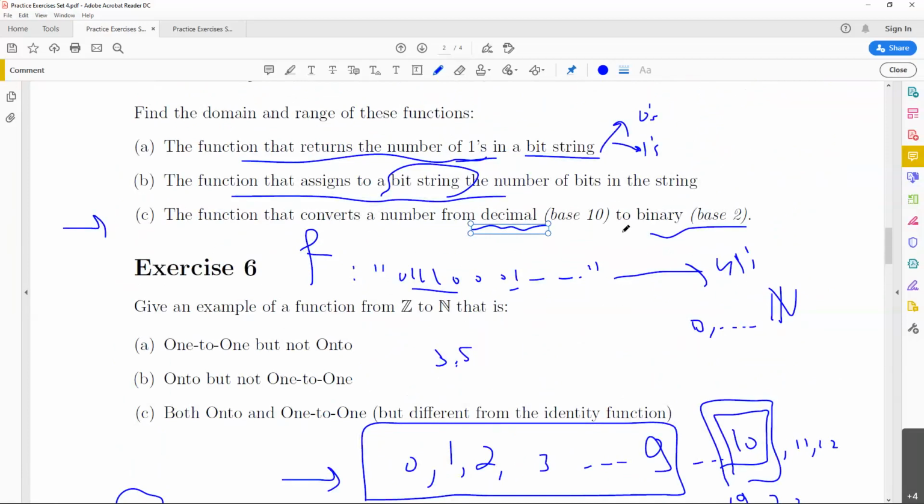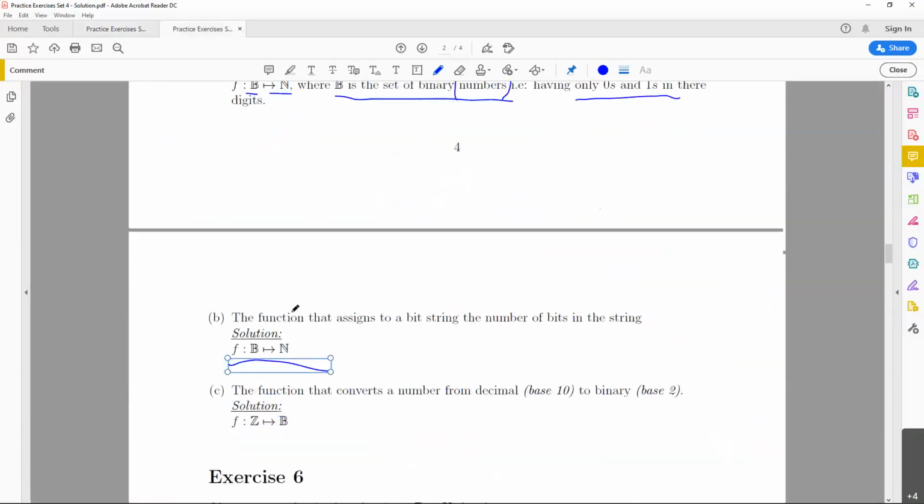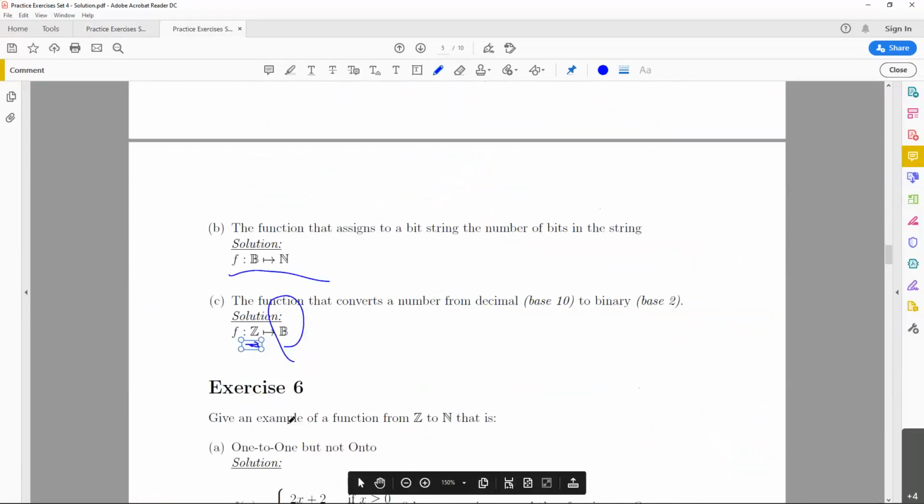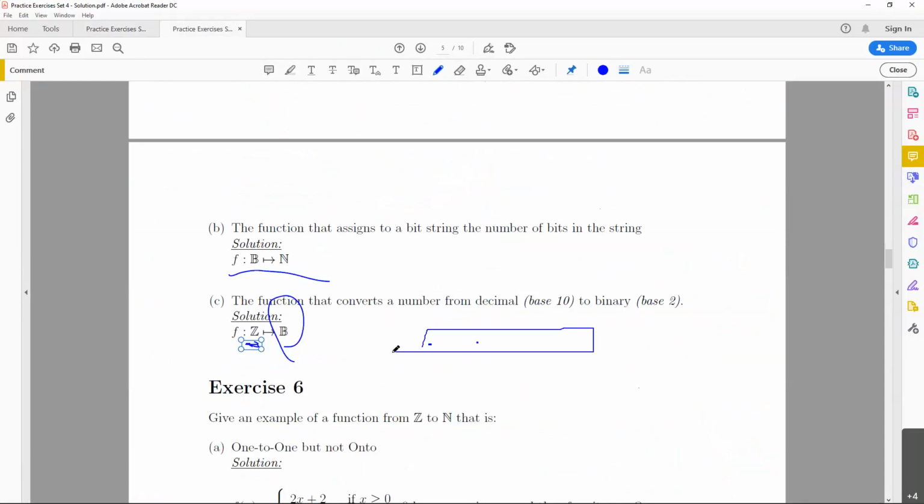What's our domain and what's our range? Let's convert a number. So the number could be negative. I noticed they had Z integers going all the way to B, which is what we defined. So in binary, you might be saying, hey, how am I going from negative? In binary, there's a representation for negatives using just ones and zeros too. You could add a minus, but it's not necessary.